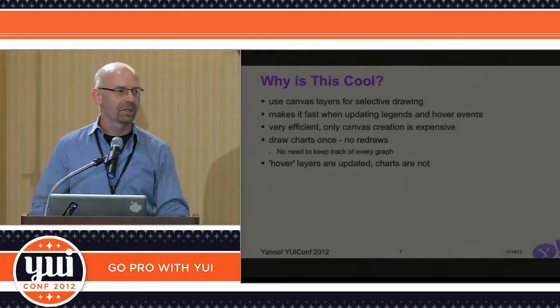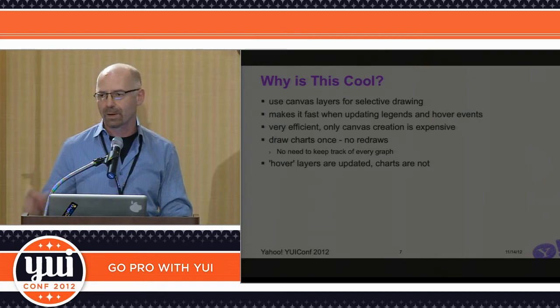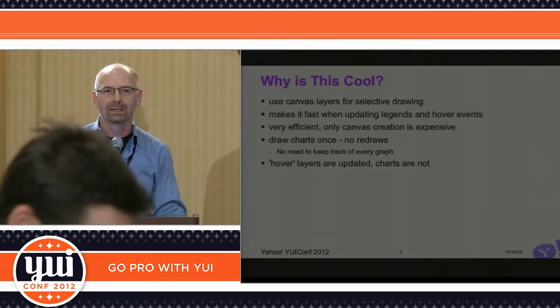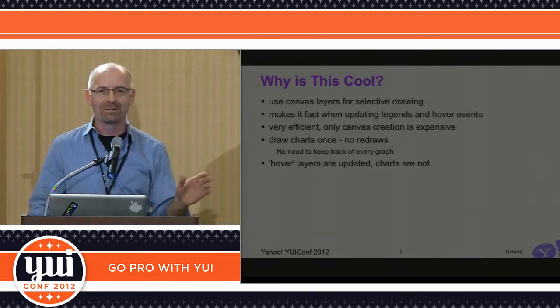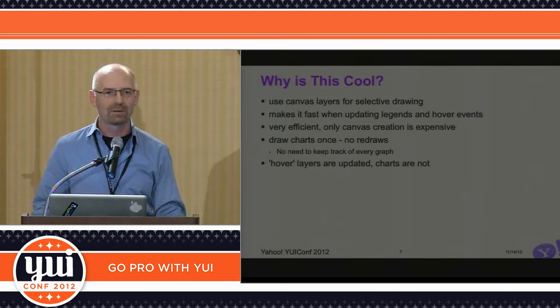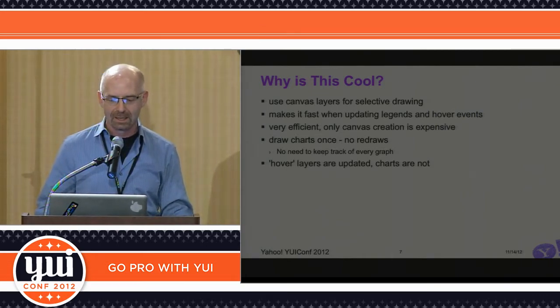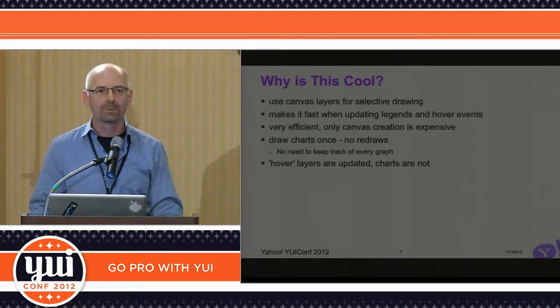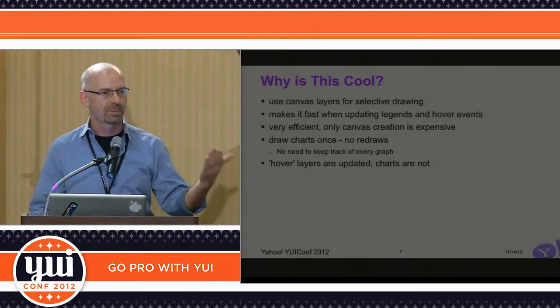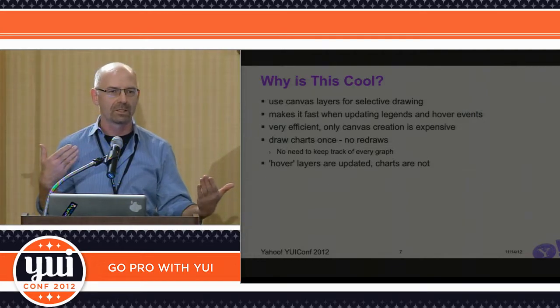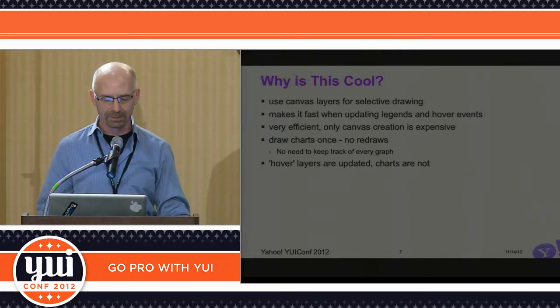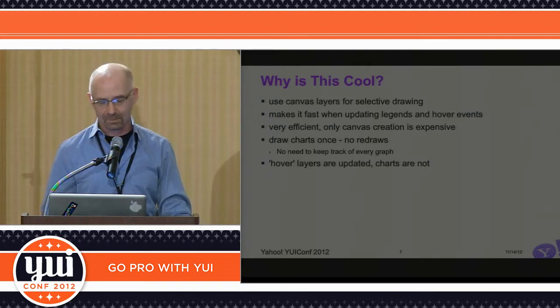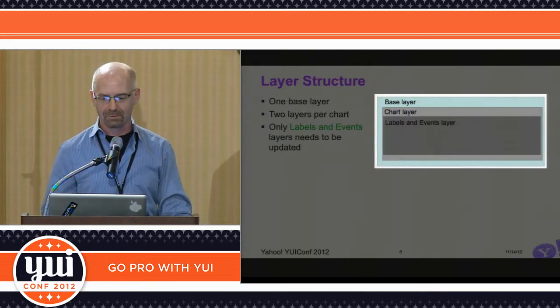It's very efficient. The most expensive thing is the actual canvas creation. When I ran performance monitoring on it, canvas creation was by far the most expensive operation. Everything else was very, very fast. And the charts, you only draw once. You don't have to keep track of charts. The charts are just splattered on the page, and you only keep track of legends and the trackball. So hover events are like that.